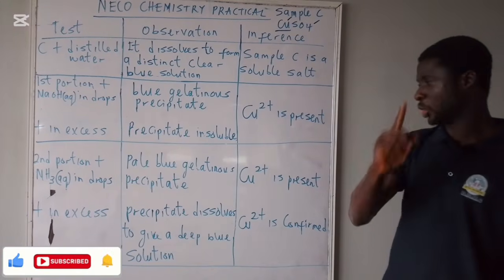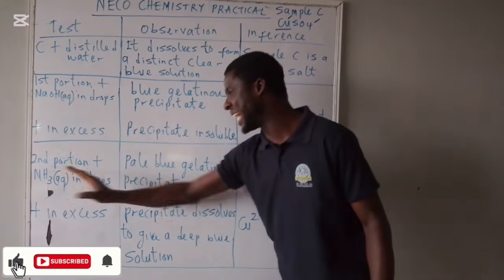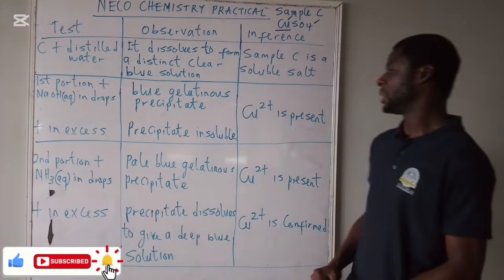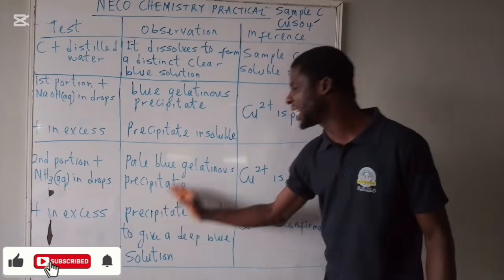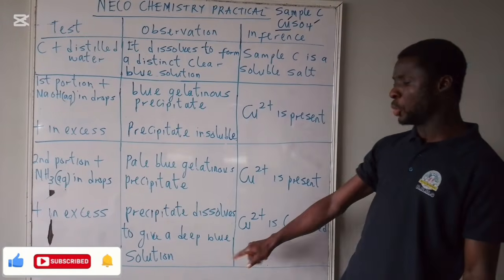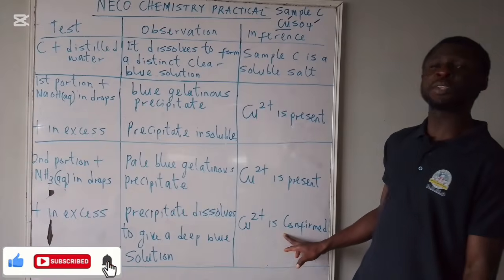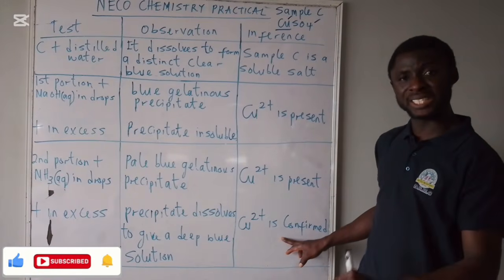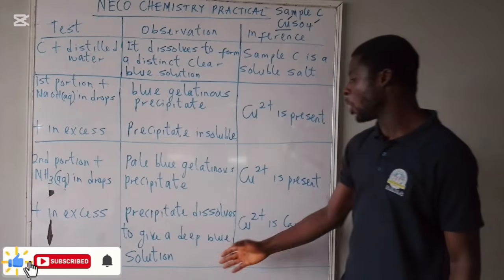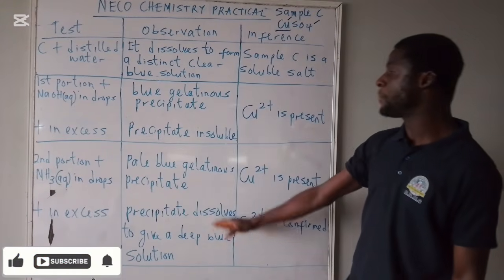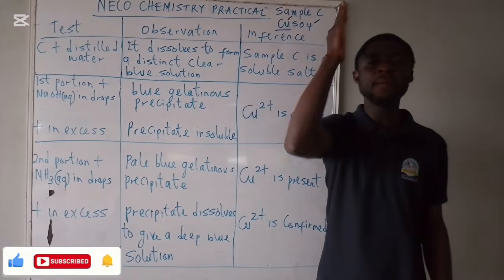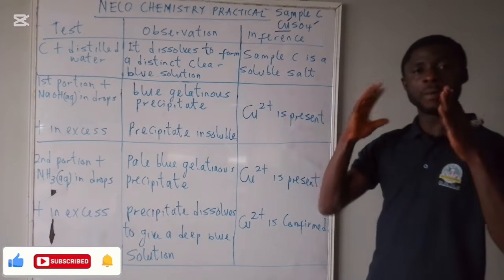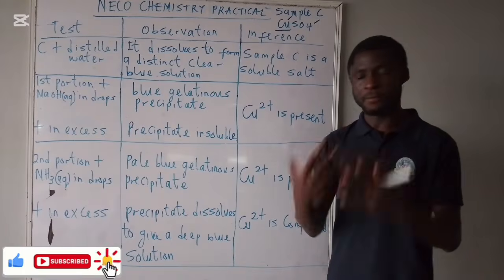Now, when you add excess ammonia to your test sample, your precipitate will dissolve to give you a deep blue solution. And this is a confirmation that copper is the actual cation present in our salt sample. So you will see that everything is talking about blue. The ion that will give you a blue coloration is copper. It's only copper that will give us blue coloration as our observation.